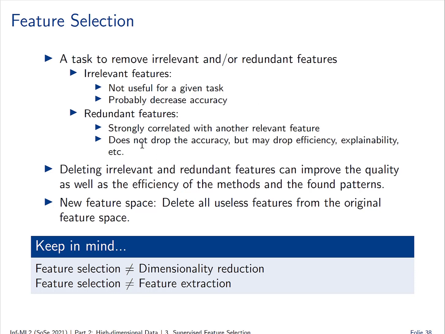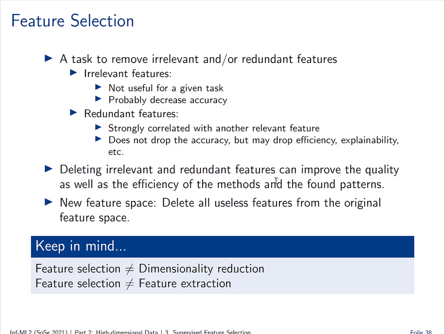Typically redundant features are first of all strongly correlated features. They do not drop the accuracy, say, but they may drop efficiency, they may drop explainability, and they may also introduce a bias. In that case, it will also again drop efficiency. So strongly correlated features can be good, but very often introduce a bias, and especially drop efficiency and explainability. So we want to get rid of those two kinds of features.